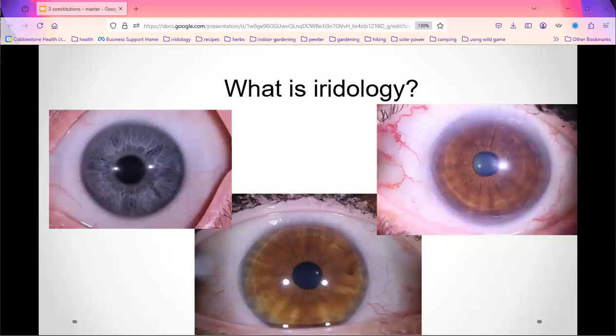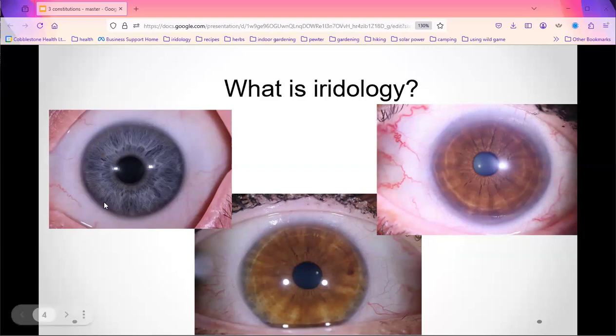So what is iridology? Before we learn those three foundational constitutions, we need to know what iridology is. Iridology is obviously the study of the iris of the eye. Now, in modern iridology, we do much more than that. There's been so much research in the last 45 or so years since I started as an iridologist. Everything I learned back in the early 1980s, out the window. We've added so much information that everything I learned back then pretty much is not accurate.